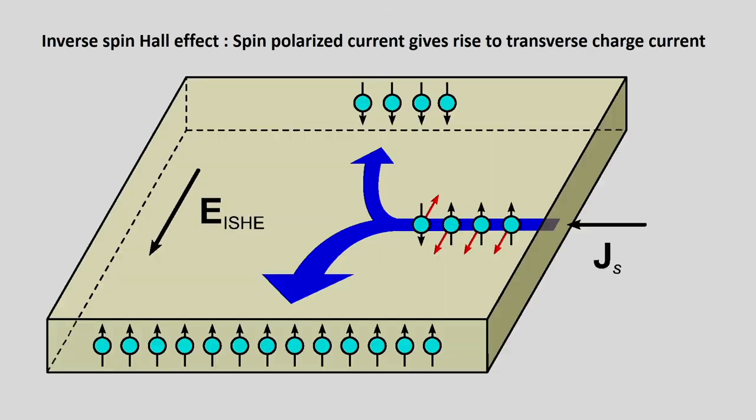You also see that this is called the ISHE, or the inverse spin Hall effect. This is a sample, and then there is a spin polarized current. If you send a spin polarized current, which is shown by JS, that gives rise to a transverse charge current flowing in the sample. So that's called the ISHE, or inverse spin Hall effect. All right, so this is a very short introduction to the Hall effect.